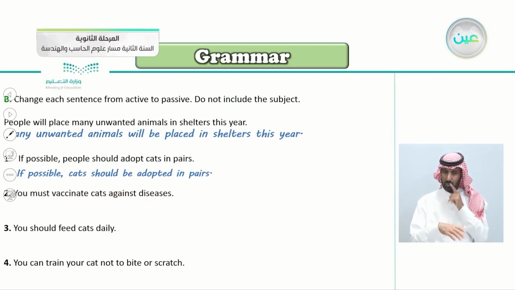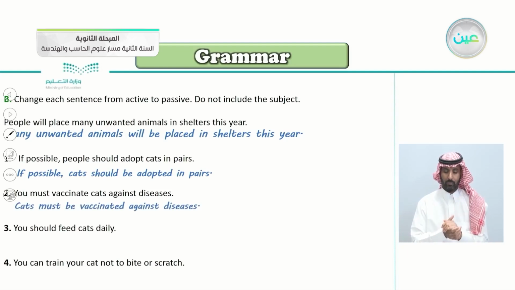Number two, you must vaccinate cats against diseases. So the verb is vaccinate, the subject is you, and the object is cats. Very good. We say cats must be vaccinated against diseases.